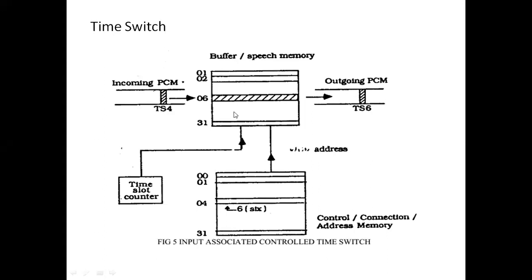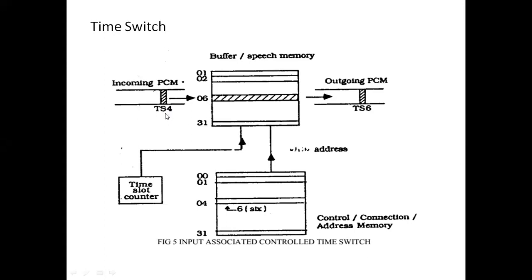To perform the time switching operation, I take the content of time slot 4 and store it in address location 6. Whenever it is the turn of the buffer to be read out, the sixth location comes and its content is read, which corresponds to the sixth slot of the outgoing PCM highway. Here the time slot is being stored, because time slot 4 comes before time slot 6.